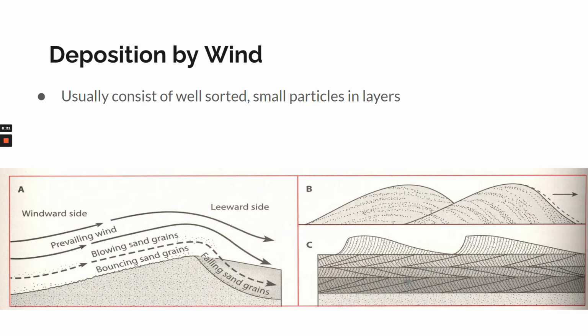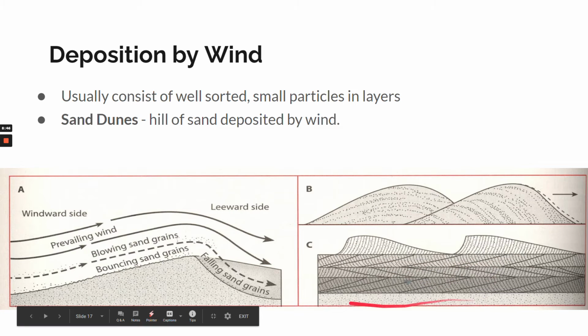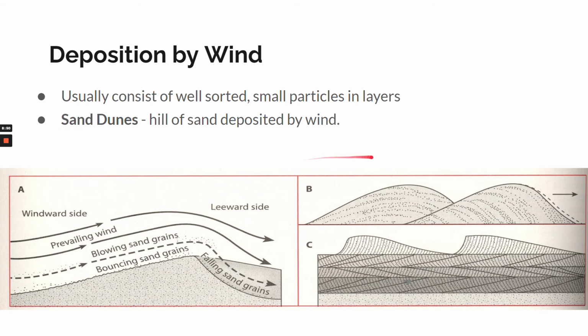Then we have deposition by wind. This typically consists of well sorted, so arranged by size, small particles, because wind can't carry big pieces. They tend to be in layers, and this is known as cross bedding here. We have different layers. And it creates something called sand dunes, which are hills of sand deposited by wind. So this is our feature that's formed by wind, a sand dune.